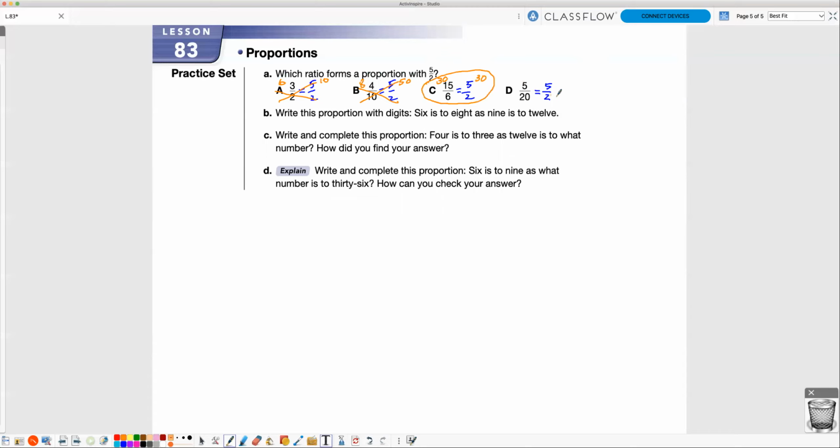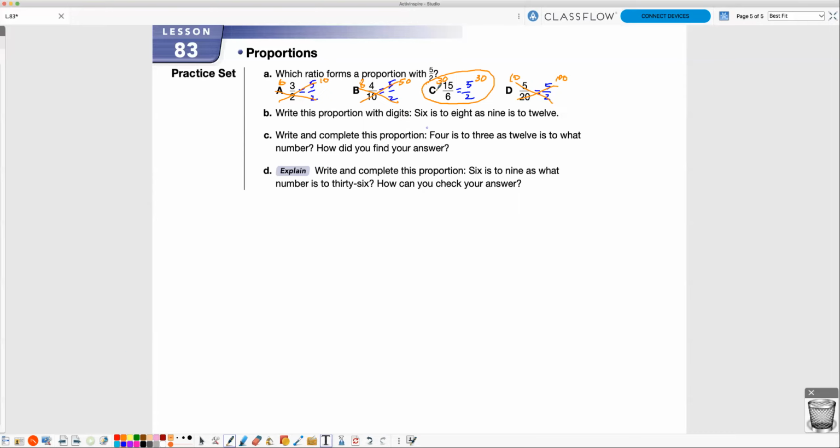And letter D, if I double check this one, it says 10 here because 2 times 5 is 10, and 20 times 5 is 100. So that is not proportionate either. The only one of these that forms a proportion with 5 to 2 is letter C, 15/6. And if you were to take 15 divided by 3, it would get 5, and 6 divided by 3, you'd get 2. So you can see it clearly there. All right, letter B.